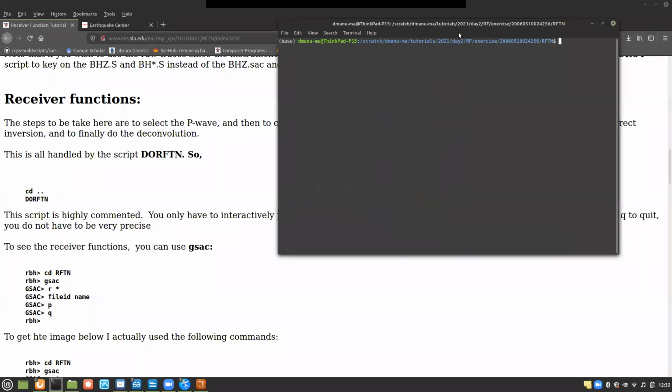Okay, oh, our time is up. But we're almost done with this part. So this is the receiver function. This is the radial receiver function.